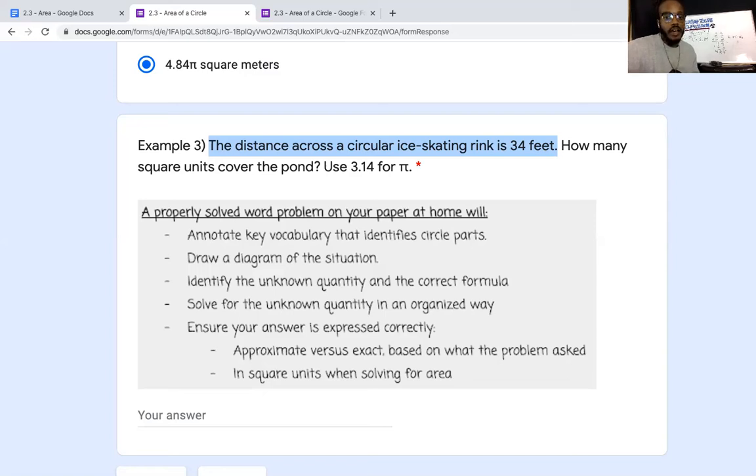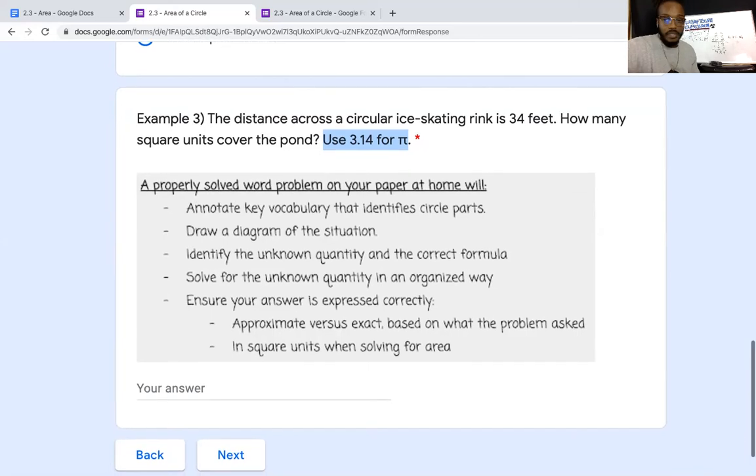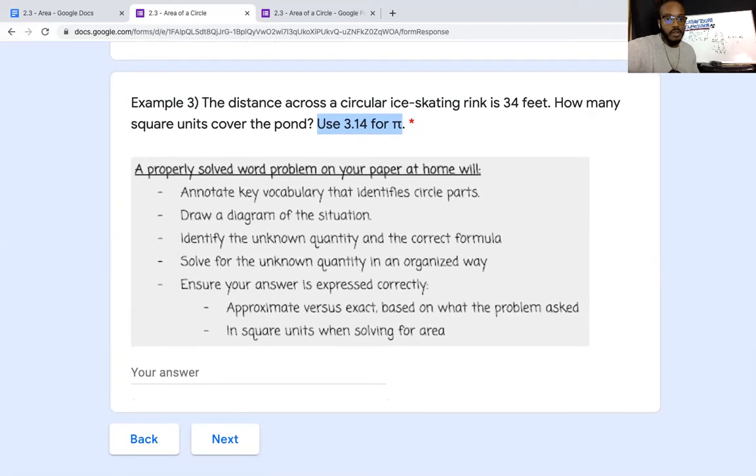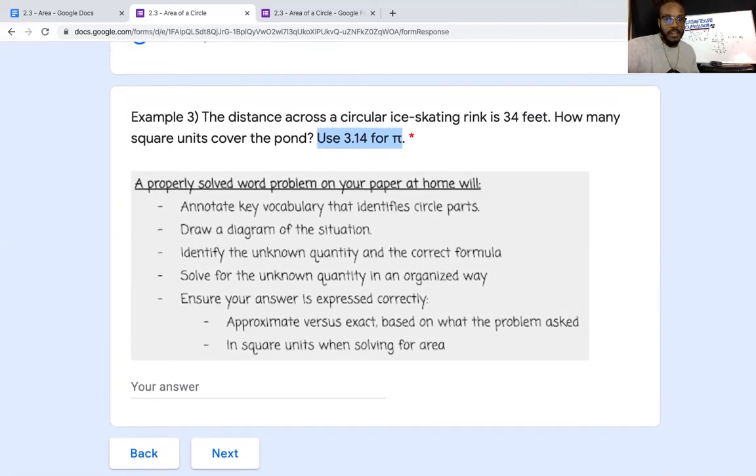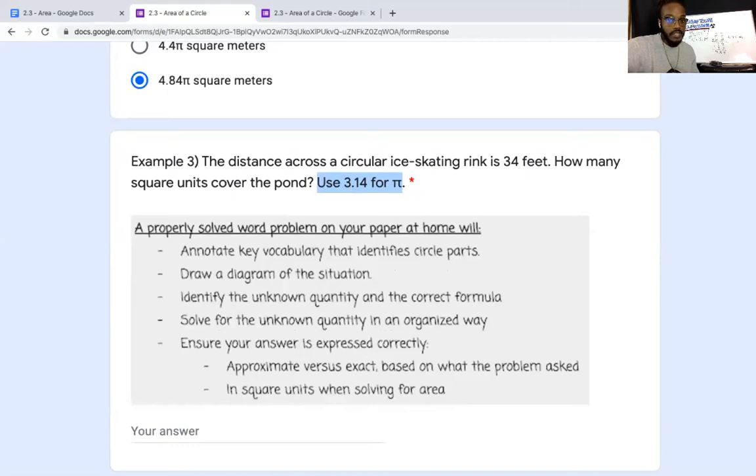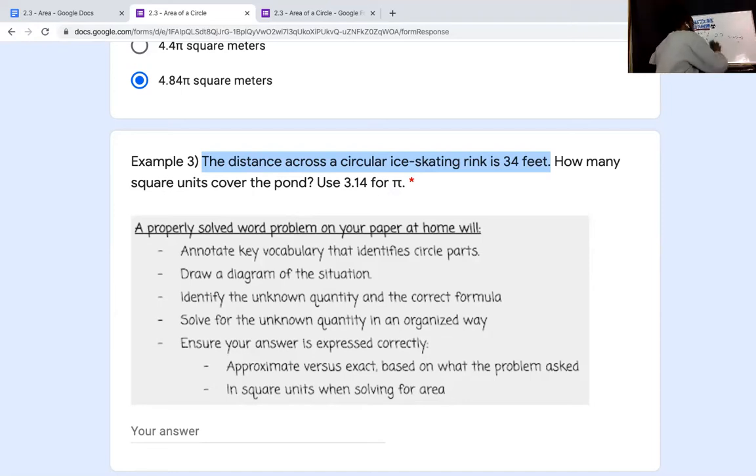How many square units cover the pond? And it's saying use 3.14 for pi. Some questions are going to tell you to just solve using pi. Other questions will tell you very specifically to use 3.14 for pi. You have to pay attention to what the question is asking you. In order to properly solve these word problems on your paper at home, you're going to annotate the key vocabulary that identifies the part of the circle. That's where it identifies that this is diameter. Then you're going to draw a diagram of the situation if you need to. I'm going to show an example of what I mean by drawing a diagram.